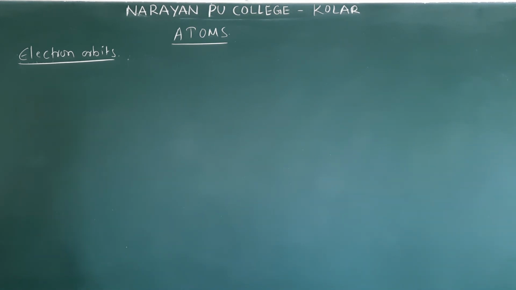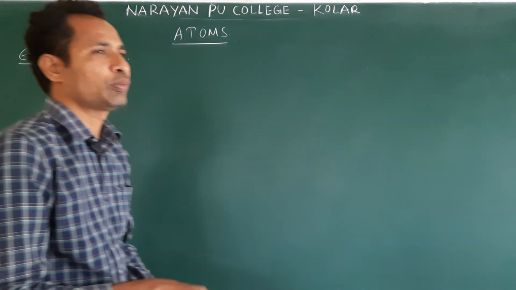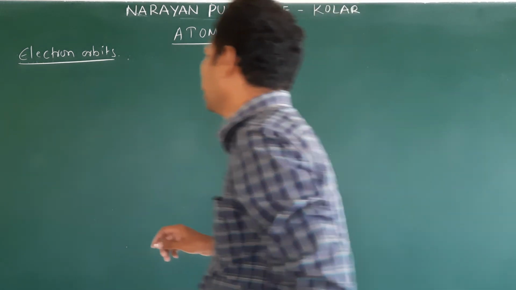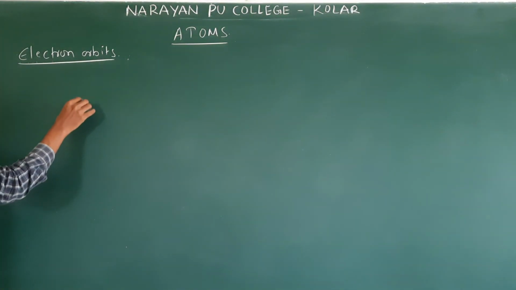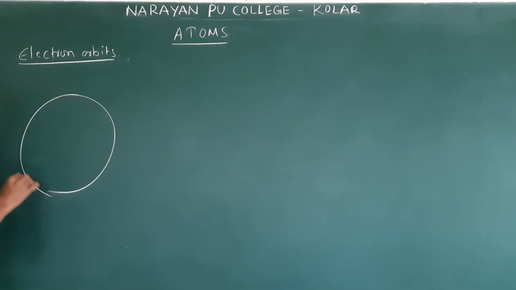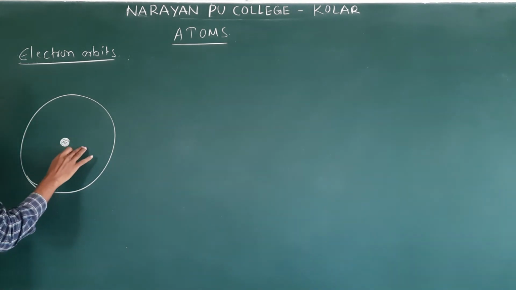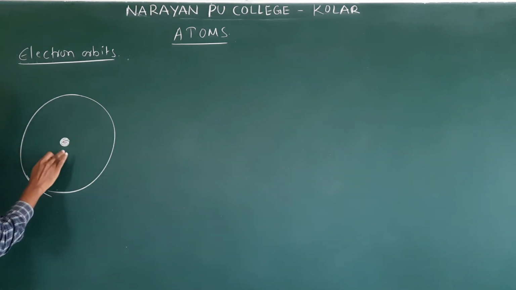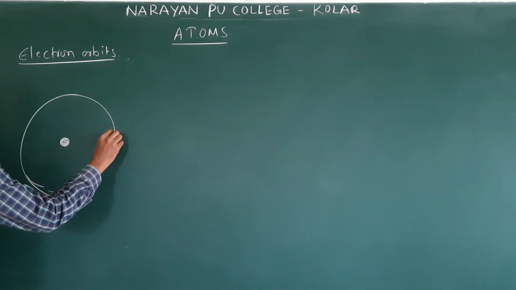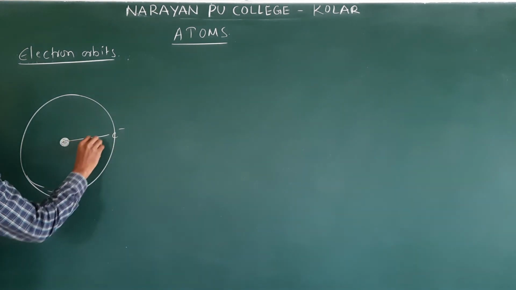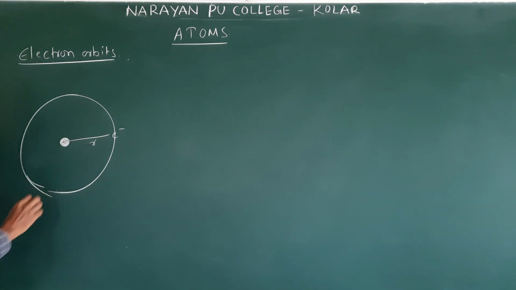For a hydrogen atom, we are applying the Rutherford model. So, according to him, the center of the atom is the nucleus, and electrons revolve in an orbit like a planet. So this distance is r. So we are talking about a hydrogen atom.